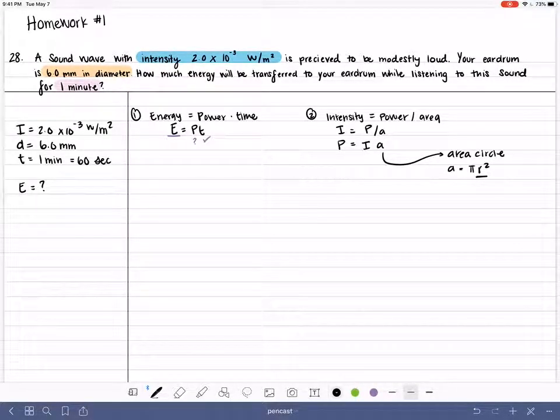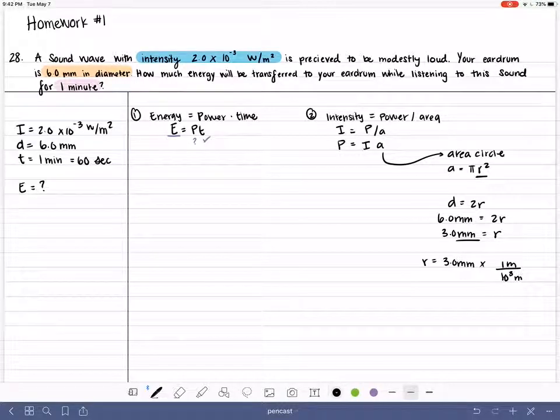And we know the value of r because we are given d, and d equals 2r. So we have 6.0 millimeters equals 2r, giving us 3.0 millimeters equals r. And so let's convert millimeters to meters. So r equals 3.0 millimeters times 1 meter divided by 10 to the third millimeters. That gives us a value of 3.0 times 10 to the negative third meters.